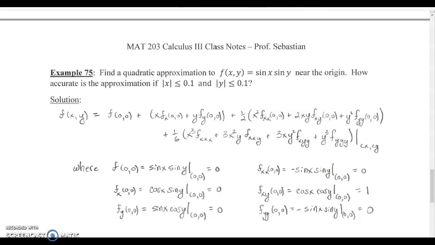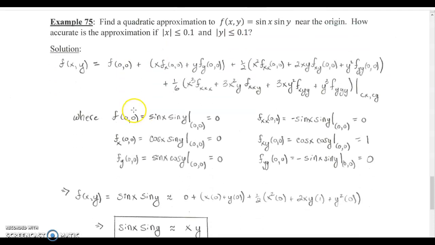This is example 75. We want to find a quadratic approximation to f of x, y equals sine of x times sine of y near the origin. And then we want to talk about how accurate the approximation is if the absolute value of x is less than or equal to 0.1 and the absolute value of y is less than or equal to 0.1. So we're always going to stay within 0.1 in this rectangle near the origin.